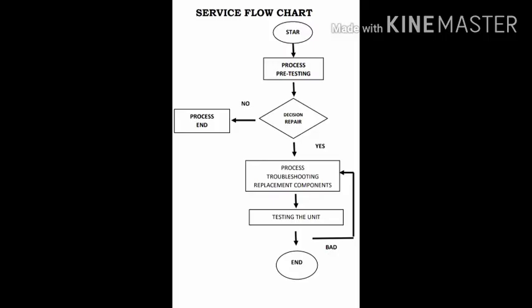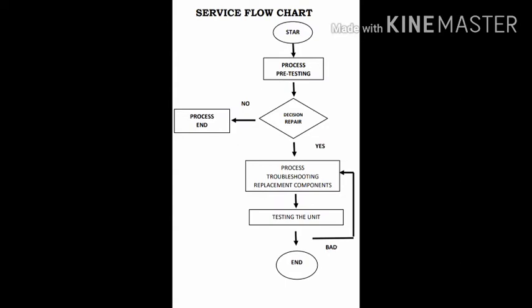This is an example of a flowchart. This is a service flowchart that you use when you are servicing or repairing a unit. The process starts when you receive the unit from the owner, and then you continue to the process of pre-testing. You will need to ask the owner what the problem of the unit is. You will need to do a visual inspection of the unit and a pre-testing of the unit. After the pre-testing, inform the owner about the findings of the conducted pre-testing procedure.